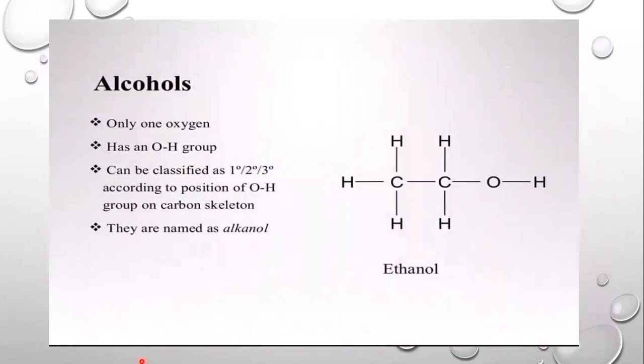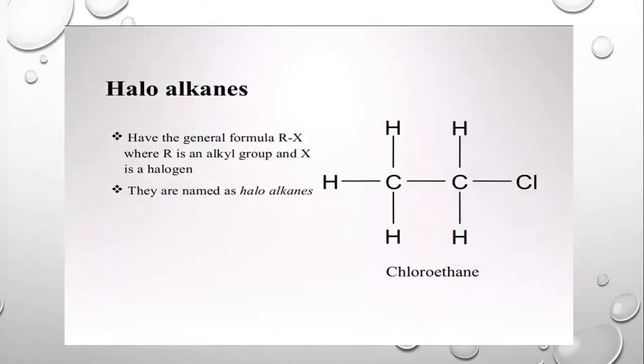The next are alcohols. When one hydrogen atom from the alkane is replaced by an OH group, then this compound becomes ethanol or alcohol. It has one OH group. It can be classified as primary, secondary, or tertiary according to the position of the OH group. It is named as alkanol.